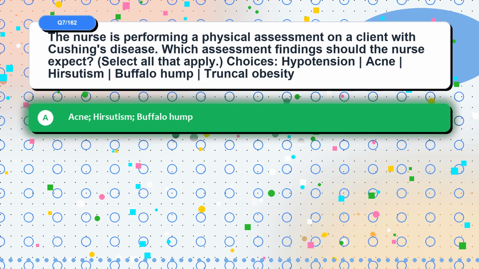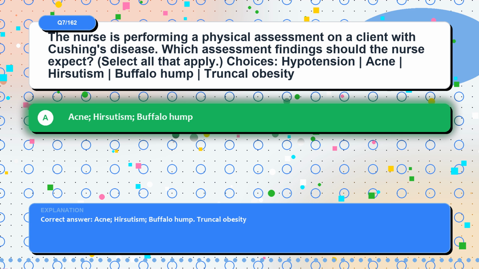The correct answer is option A: acne, hirsutism, buffalo hump, truncal obesity.